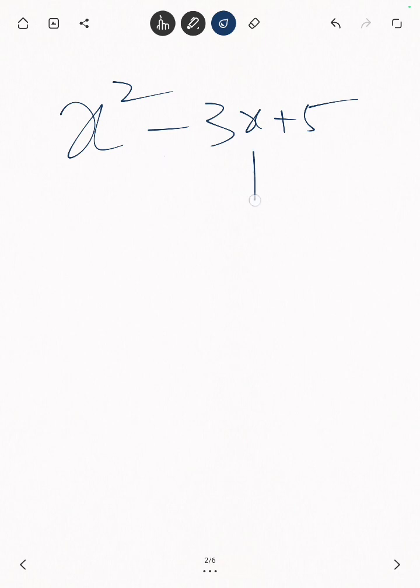Usually in your examinations, most of the questions look like this: x square minus 3x plus 5. Deliberately, they will be giving minus here. You know why? Whenever they ask you, what is the coefficient of x? Most of you will answer like, the coefficient of x is 3. That is absolutely wrong. Here, the coefficient of x is minus 3.